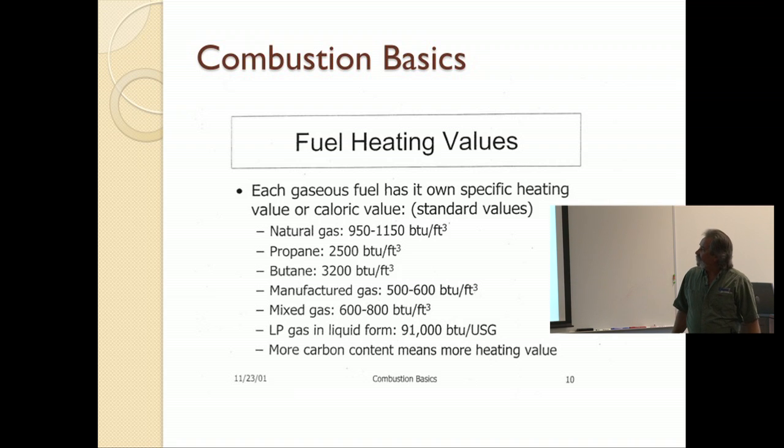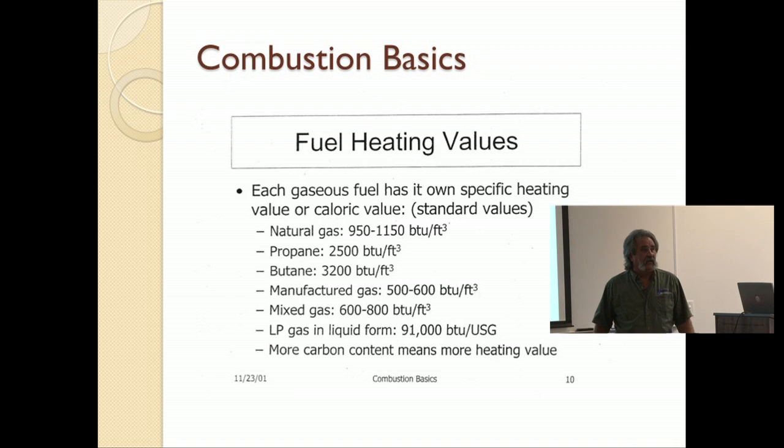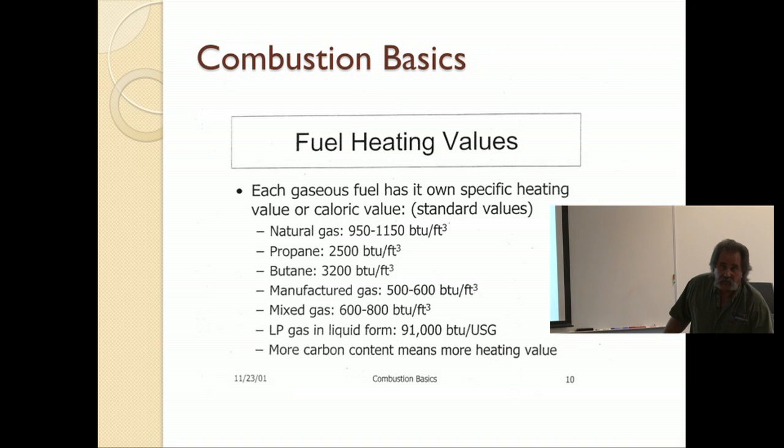Manufactured gas, LP gases. You also have fuel oil, same thing. Fuel oil has a higher carbon content in it, so it has a more yellow flame, but it's a very bright yellow flame, almost a white yellow flame.